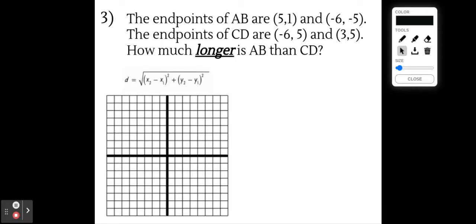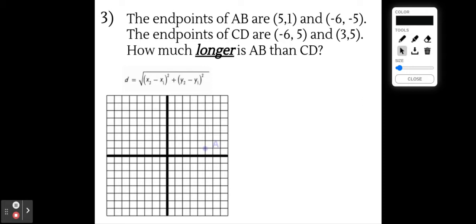Okay, let's see what we're asked to do in number 3. The endpoints of line AB are given here, (5, 1) and (-6, -5). And the endpoints of line CD are also given. How much longer is AB than CD? Now, this sounds like a pretty complicated problem until we start to graph this out so we get more of a visual. So those of you that are visual people, let's plot these points.